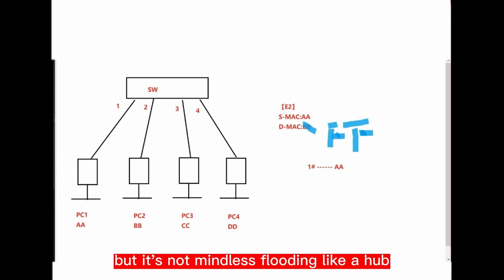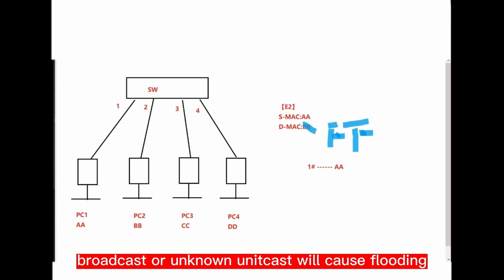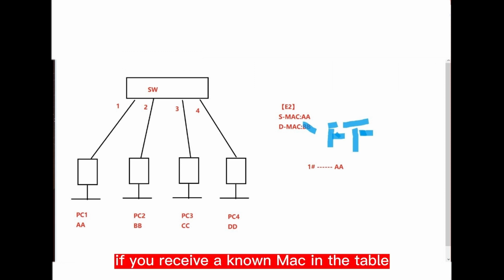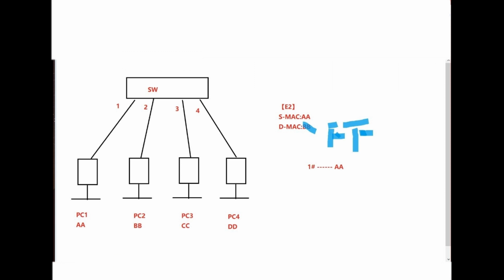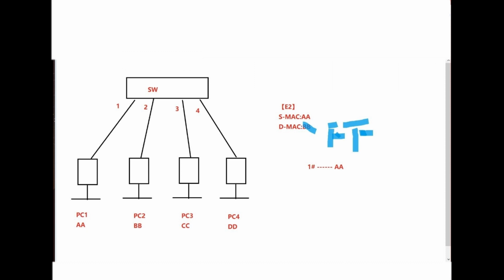But it's not mindless flooding like a hub. Receiving broadcast or unknown unicast will cause flooding. If you receive a known MAC in the table, it looks up the table. So this is one of the places where switches are better than hubs. It has a forwarding behavior.